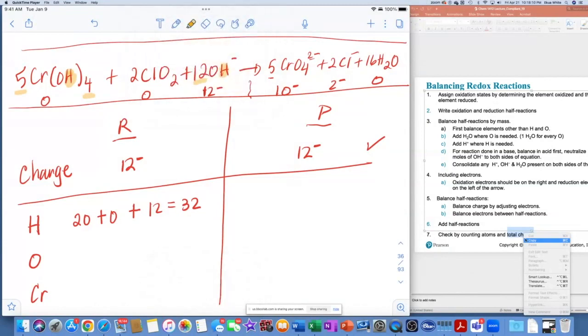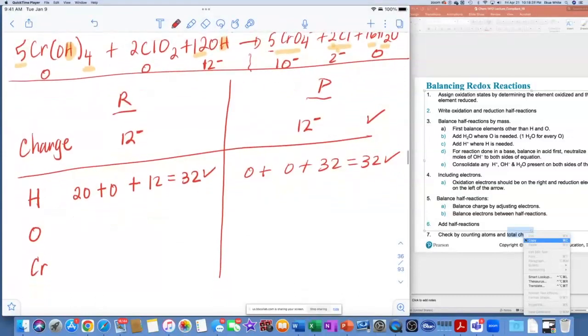On the product side, let's see. This one doesn't have any, so that would be 0. This one here doesn't have any. That will also be 0. This one here has 16 times 2, 32. So we have 0 plus 0 plus 32. Sorry, my hands are all over the place. So we have 32. So our hydrogen is balanced because we have the same number of hydrogen on both sides of the equation. Next one is oxygen.